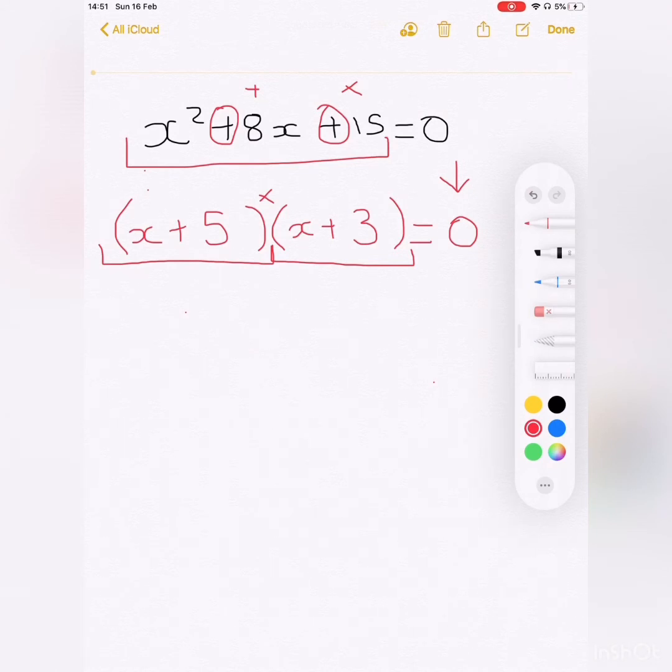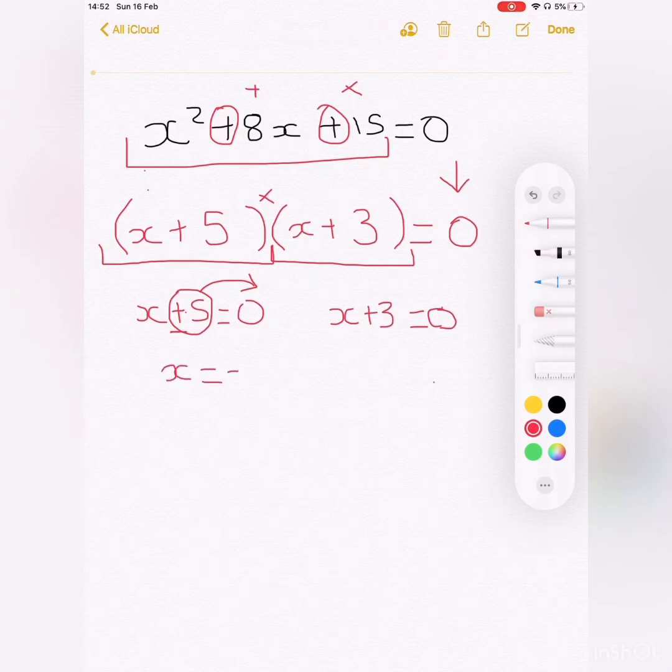So there's going to be 2 options. It could be when x plus 5 equals 0, or it could be when x plus 3 equals 0. So we've just put those 2 brackets equal to 0. Now, hopefully we know how to rearrange this. If not, check the other videos from the other post. But to rearrange, we move this onto the other side and we change that sign. So it becomes a minus 5, and that one becomes a minus 3.